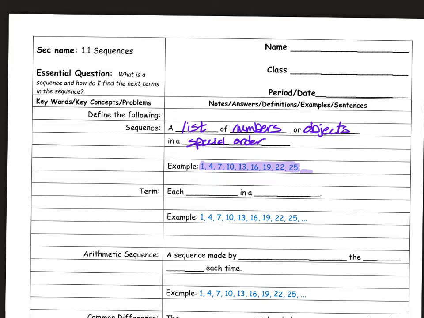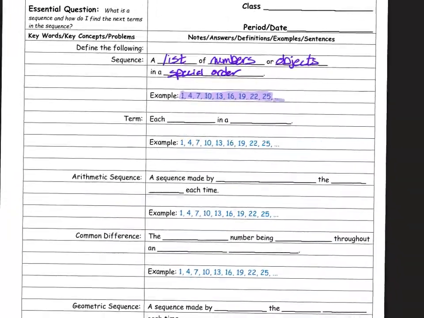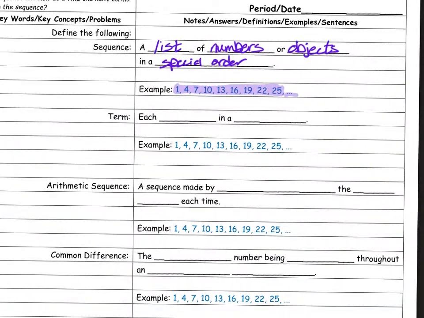Now we're going to define a few things in this sequence. So I'm going to slide it up just a little bit. The first word here is going to be term, and it's pretty easy. It's each number in a sequence.